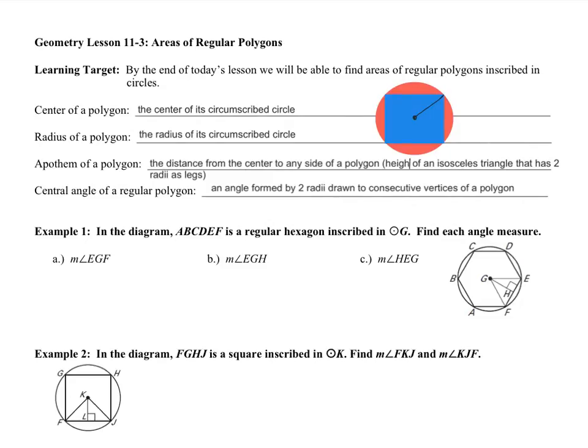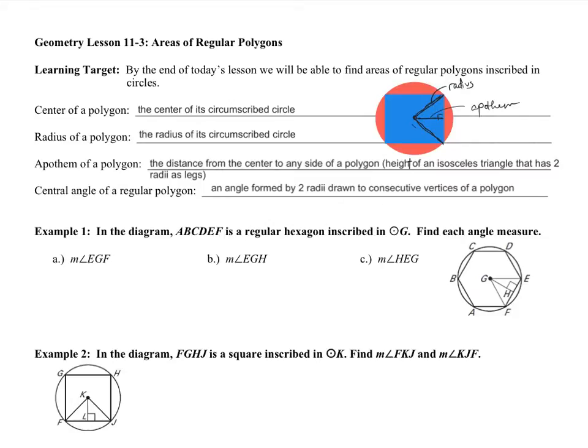So you can just draw the apothem. It'll be perpendicular to the side. So it's like the height of an isosceles triangle that has two radii as legs. So I'm going to go ahead and draw in the second radius. So these two radii will be the legs with the apothem. This is the apothem. Radius. So this makes an isosceles triangle.